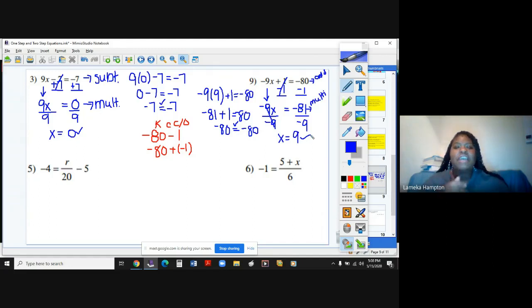All right. Now, these next two problems I really want to focus on because a lot of people get these types of problems confused. And I want to debunk and clarify all of these things so that you'll have a better understanding. Now, I want to start with number 5 because once I get through with number 5, then number 6 will make a lot of sense. Okay. So with number 5, it says -4 is equal to r over 20 minus 5. Okay. Now, I want you to pay special attention to this.